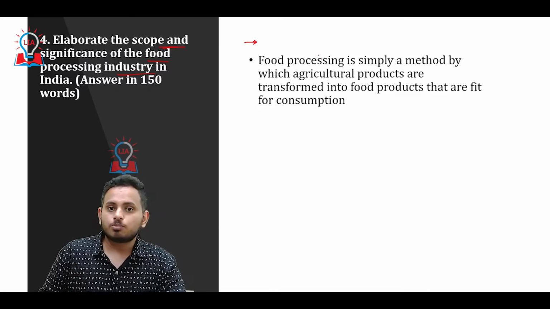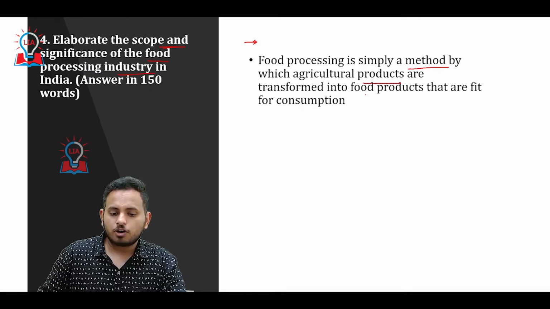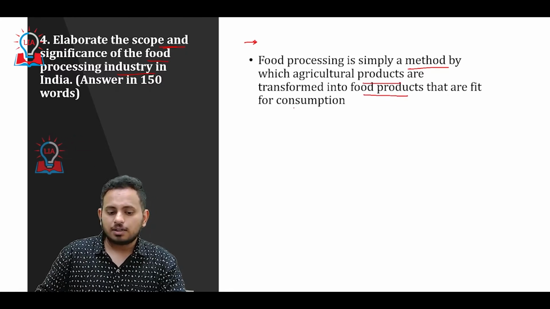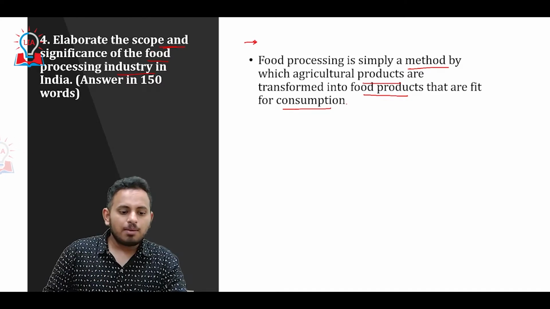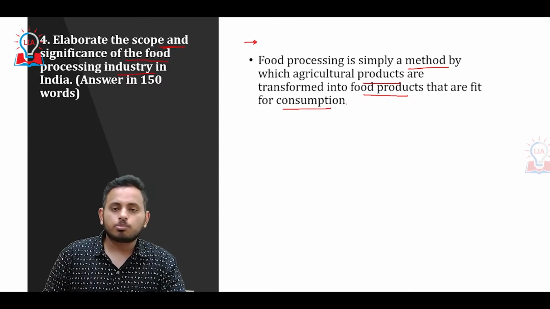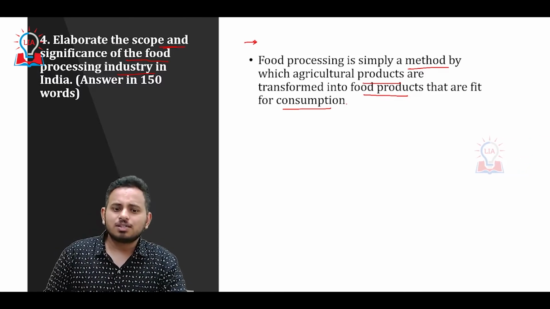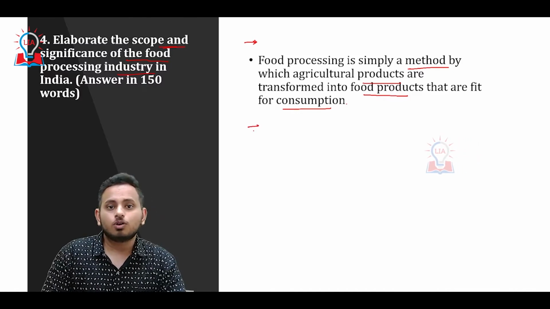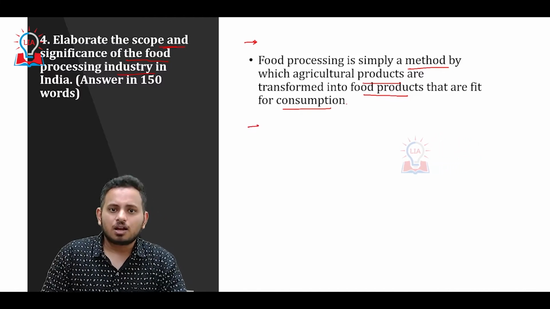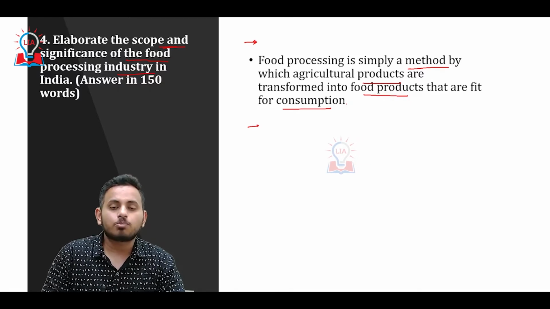So what is food processing? Food processing is simply a method by which agricultural products are transformed into food products that are fit for consumption. That is the food processing industry. Elaborate the scope and the significance of the food processing industry. What is the scope of the food processing industry? See, the scope of the food processing industry in India is simple: India is the world's leading producer of food grains. India is the largest producer of milk. India is the second largest producer of rice and wheat. So this is the advantage, and this is the scope for the food processing industry in India.